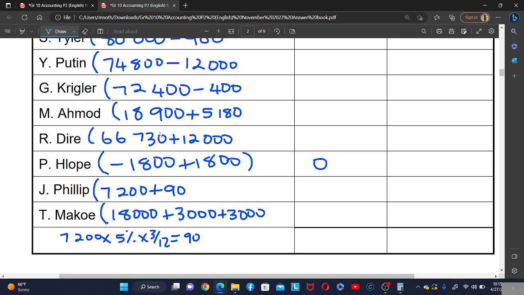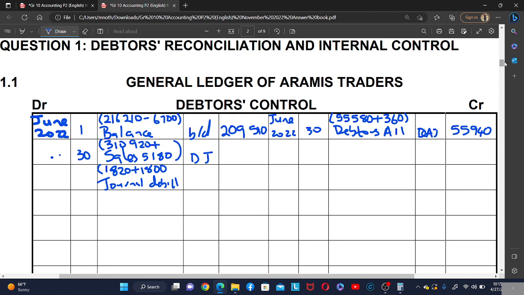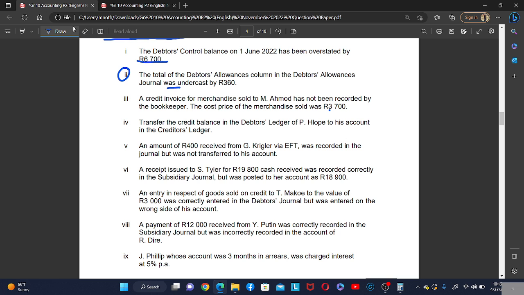Now, what happens to the debtors control? What is supposed to happen to the debtors control when this is happening? The debtors control is also supposed to increase. By how much? We charged a debtor interest, so that transaction does not affect any other journal, meaning you must record it in a general journal. We charge a debtor, so the amount he is owing us is supposed to increase. So this must go to the debit side of the debtors control under the general journal. So we must add that 90 rand. According to this, we are done with the transactions.